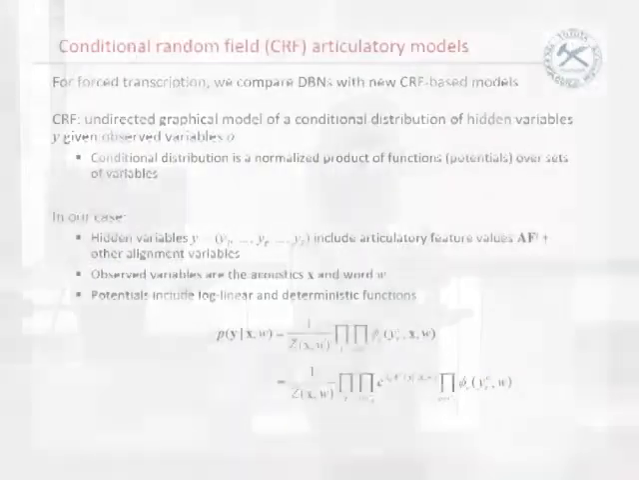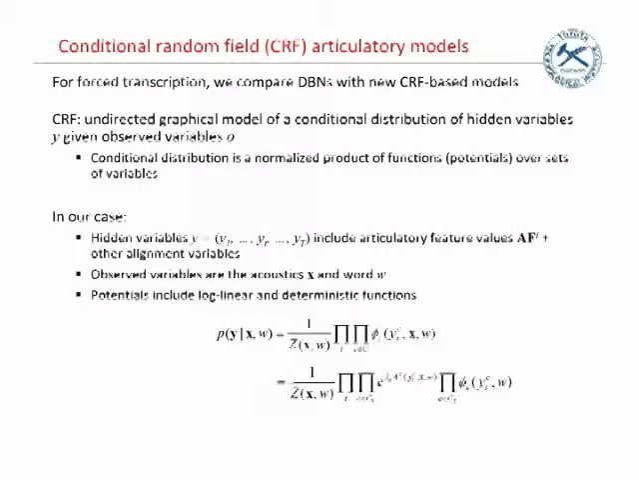In this case, we've moved to a more discriminative model, a conditional random field-based model. These are undirected graphical models of a conditional distribution of the target variables, which are hidden, given the observed variables, which are in our case the acoustics and the words.